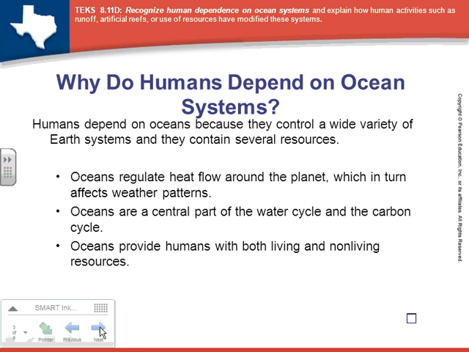We depend on the oceans because they control a wide variety of Earth systems and they contain several resources. Oceans regulate heat flow around the planet, which in turn affects us because our weather patterns are regulated by the ocean. Oceans are a central part of the water cycle and the carbon cycle, and oceans provide humans with both living and non-living resources.